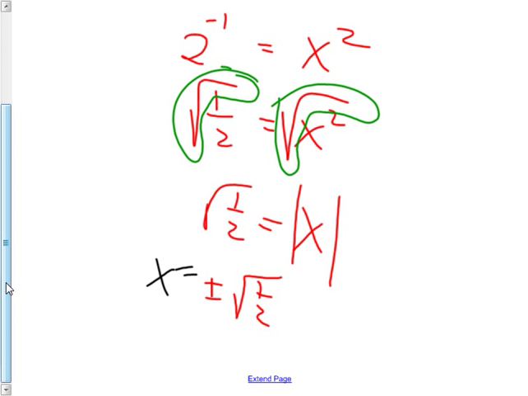I think every question on the test says give exact answers. That means your answer should be ugly but not rounded. Therefore, you don't use any decimals. You don't use a calculator. And watch out for extraneous solutions. Okay, so watch out for those.